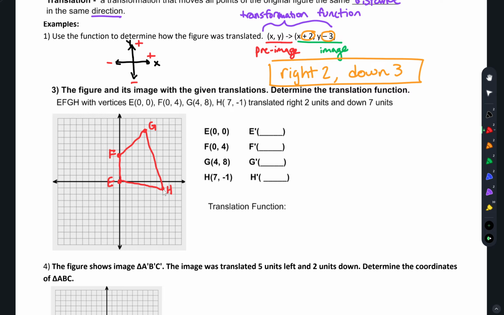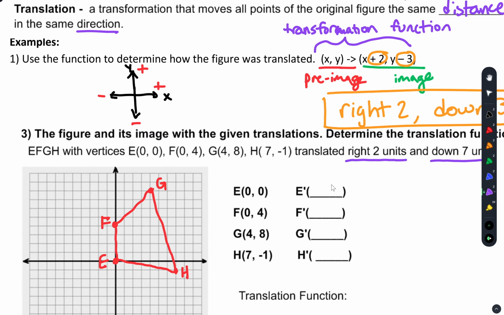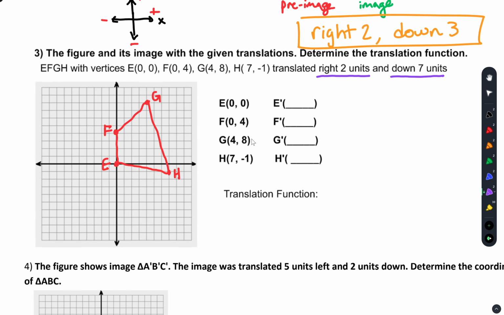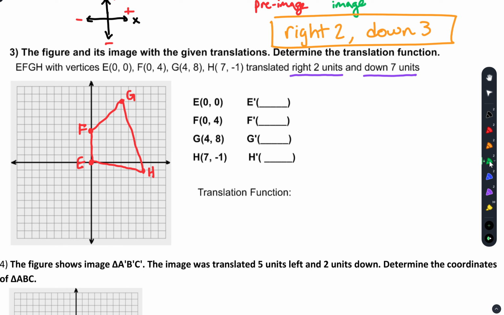Now from here, I'm going to take a look at what they want me to translate. This says I want to translate 2 units to the right and down 7 units. So the easiest way to do this would be for us to take each vertex, E, F, G, H, separately and move them to the right 2 and down 7 until we get a new image. So let's start with E. I'm going to count my boxes so that I know that I'm moving to the right 2 and down 7. And now this new point will be called E prime.